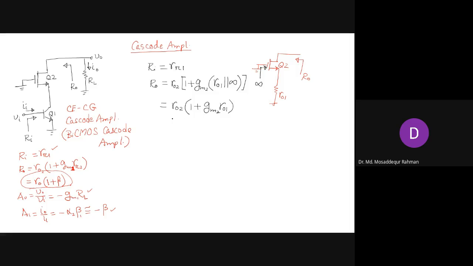Now, if you compare this output resistance with the resistance that we got here, in this case, r naught times 1 plus beta, and beta was Gm R pi. And in this case, we have Gm r naught 1. Now, which one will be higher in this case?